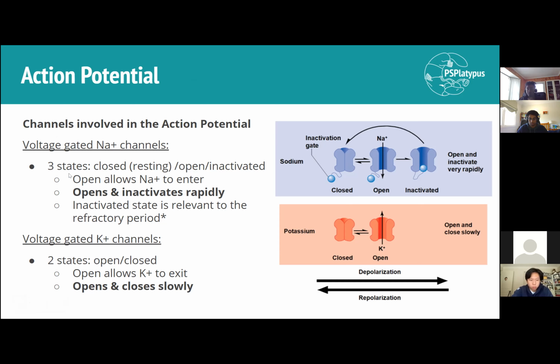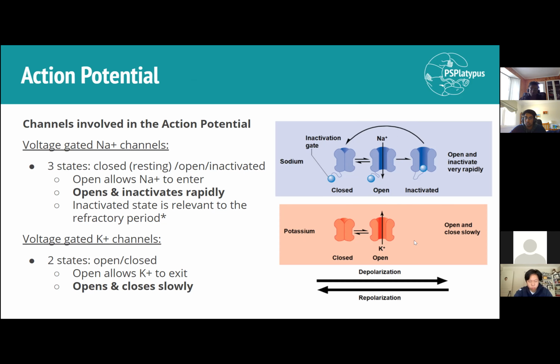Sodium channels have three different states: closed, open, or inactivated. When it's closed, it's resting. This is its normal resting state. Open, it's letting sodium into the cell. Previously, the sodium potassium pump is the opposite of these two. The sodium potassium pump pumps sodium outside the cell and potassium into the cell. Inversely, this voltage-gated sodium channel lets sodium into the cell, and the potassium channel lets potassium outside. One important key detail is that this channel opens and inactivates rapidly. This is very relevant to the refractory period, which we're going to talk about later.